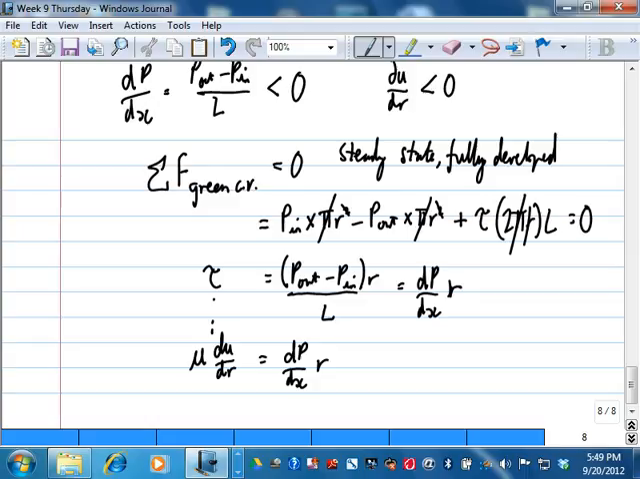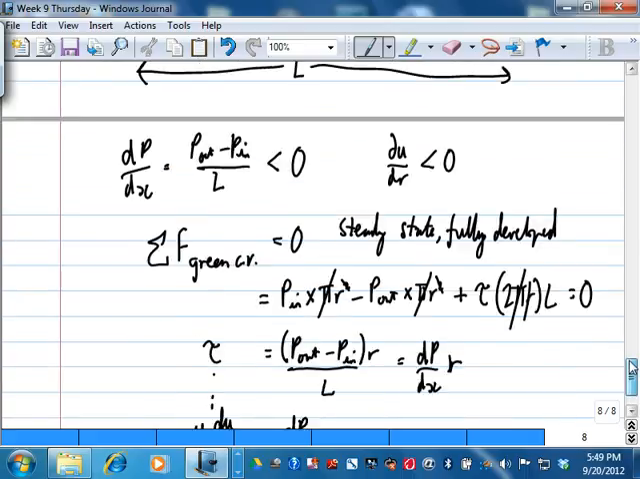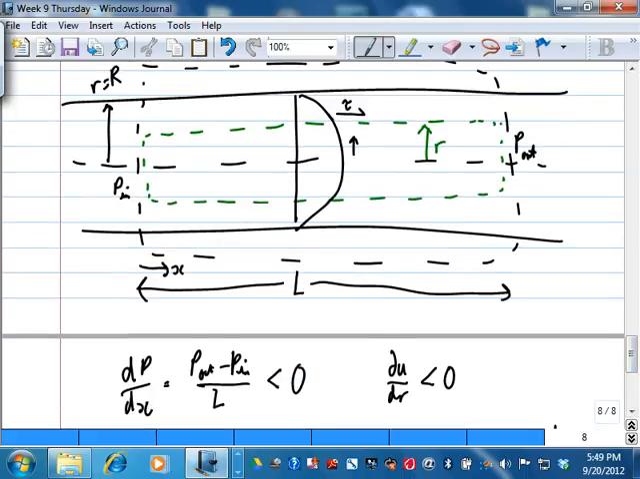Du over dr is the velocity gradient. By definition, this is what mu is. As you go along R, this gradient is the rate of change of U as you progress in R. This one is U, this one is R. So you can see the gradient is negative here. Is that alright?